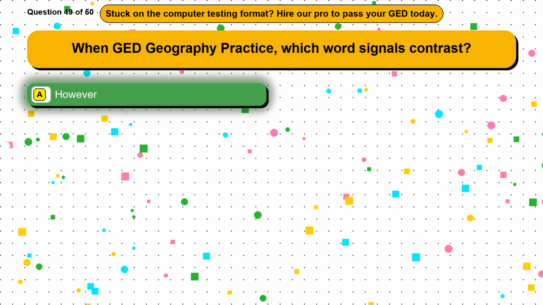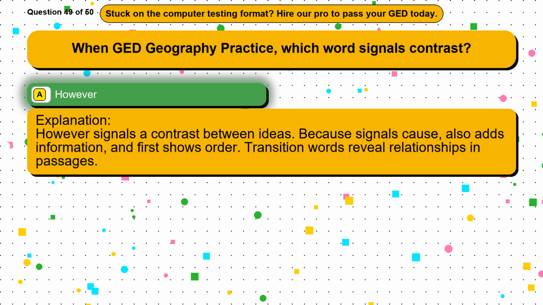The correct answer is option A. However. However signals a contrast between ideas. Because signals cause, also adds information, and first shows order. Transition words reveal relationships in passages.